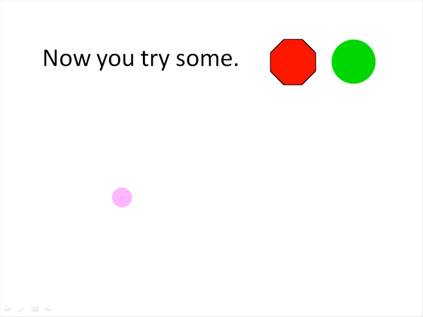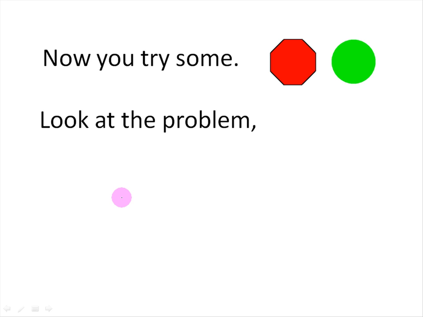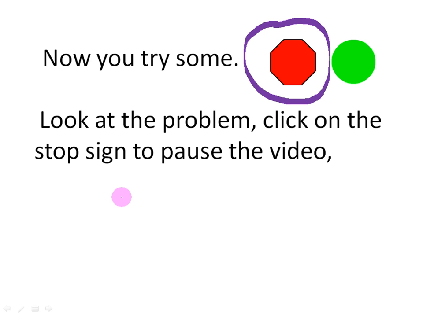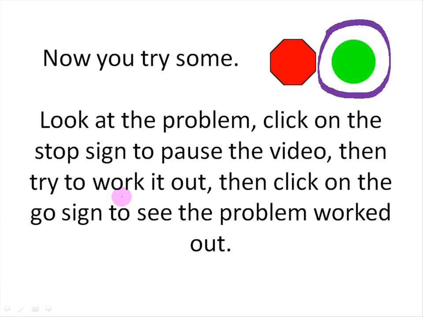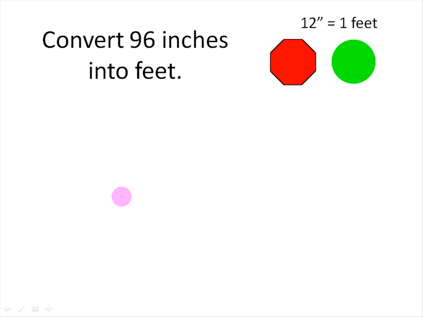Now you try some. Look at the problem. Click on the stop sign that you'll see in the upper right hand corner, and that'll pause the video if you're watching this on YouTube. Then try to work out the problem on a piece of scratch paper. Then click on the go sign to see the problem worked out. Convert 96 inches into feet. Your tip is that 12 inches equals 1 foot. Click on the stop sign.